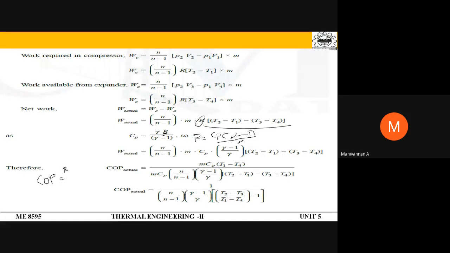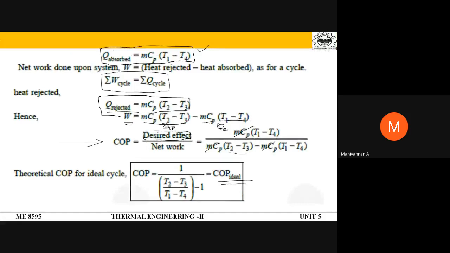The COP will be the refrigeration effect to the net work done. The net work done we have just calculated: m into Cp into n by n minus 1 into (gamma minus 1) by gamma into (T2 minus T1) minus (T3 minus T1). I put that in the denominator. What is the refrigeration effect? The refrigeration effect that we calculated previously is the heat absorbed, m into Cp into (T1 minus T4).